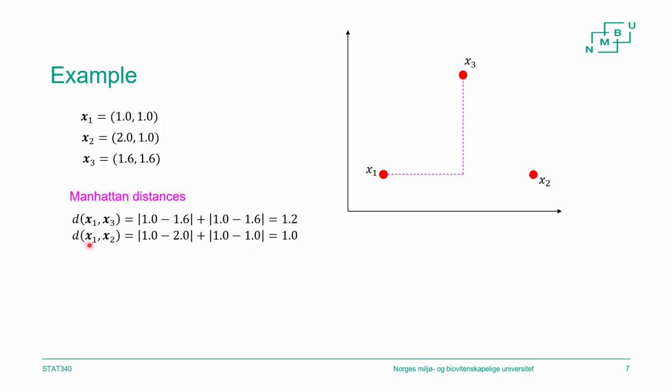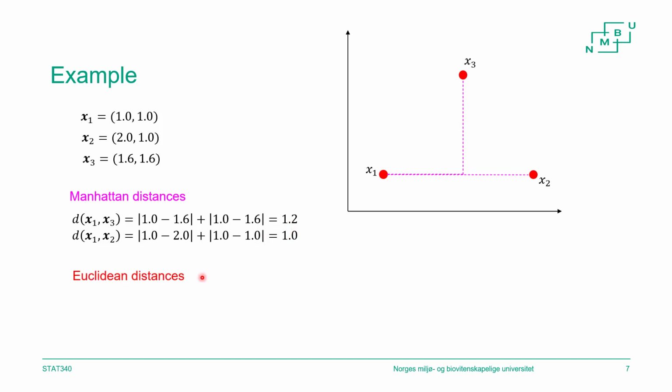If we look at the second distance here between x1 and x2, the same formula, of course, and now we just have to walk along this street here, straightforward, right? So it's actually shorter. It's shorter between x1 and x2 than it was from x1 to x3. You can see that, 1 instead of 1.2.